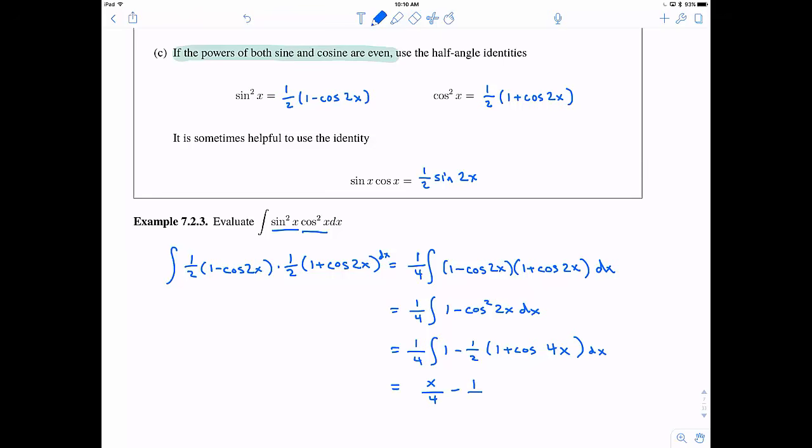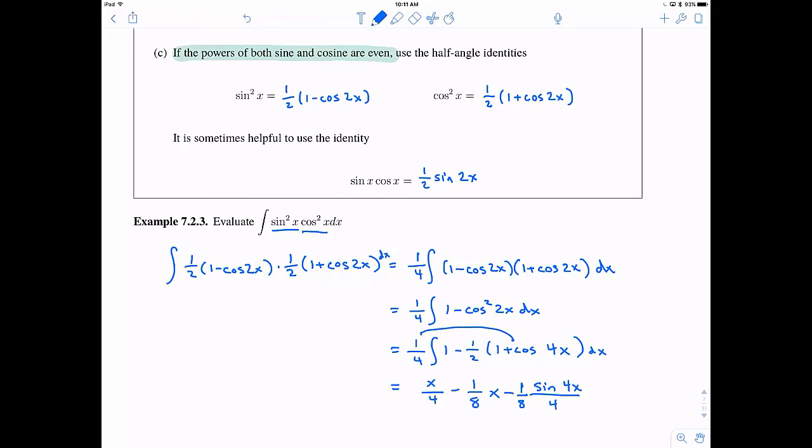So let's see, if I integrate 1, I'm going to get x, and I'll distribute this fourth along. All right, I have 1/2. Oops, 1/2 times 1/4 is 1/8. When I integrate that, I get x. And then when I integrate the cosine, I'm going to get sine 4x divided by 4. And it looks like I forgot my constant. So I'm going to have a negative 1/2 and a 1/4. So that's going to be negative 1/8.